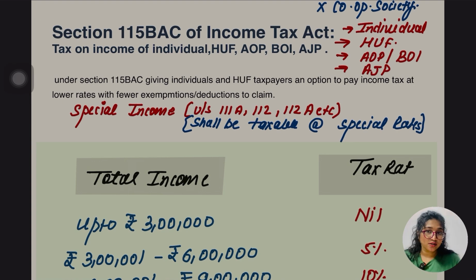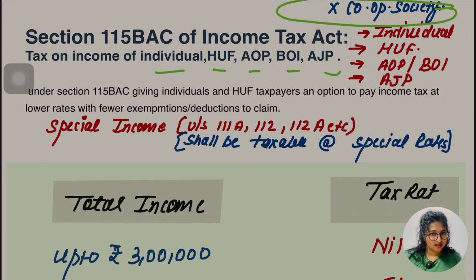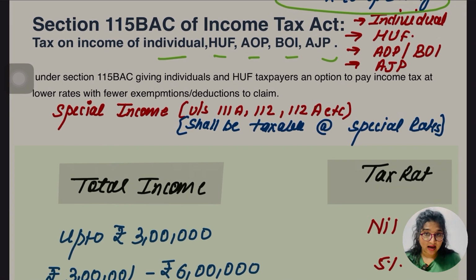This is tax on income for the individual, HUF, AOP, BOI and AJP. So can I say this is just not for cooperative society, as I mentioned above; this section is not for cooperative society. So yes, BAC is just for individual, HUF, AOP, BOI and AJP. Under this section what is going to be the tax rate?